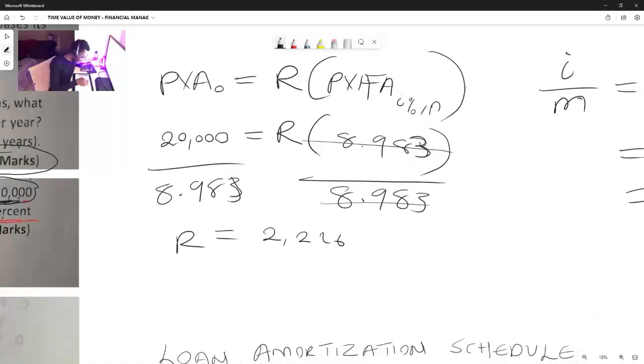Remember, it's whole numbers, so we need to leave this in whole numbers. If you look at your answer there, when you calculate, it's in decimals. But since we're dealing with whole numbers, we're going to say 2,226. Not decimals, not two decimal places, but whole numbers. And that is our equal installment. Now we are done with that part. We now need to move on to the next segment.